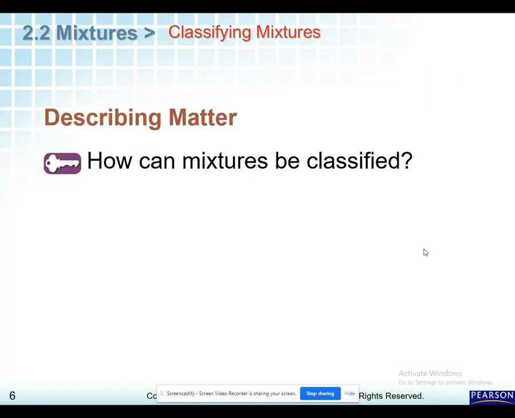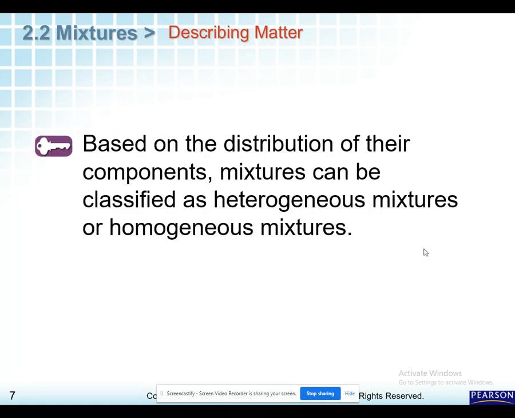Okay. So how can mixtures actually be classified? Just like substances are broken down into two categories, matter is actually also broken down into two categories as well. And it's based on the distribution of their components. So what I mean by distribution is how they are spaced out.